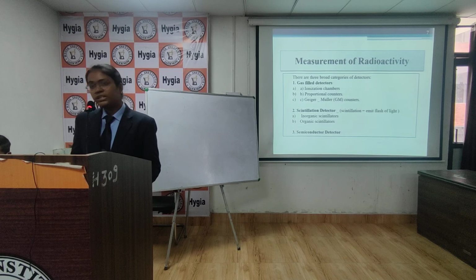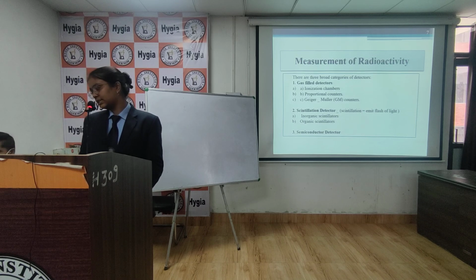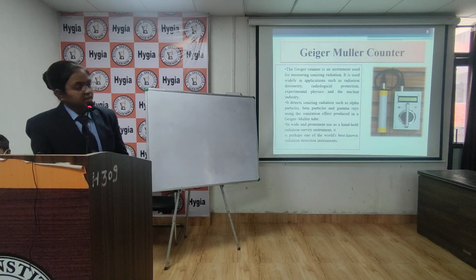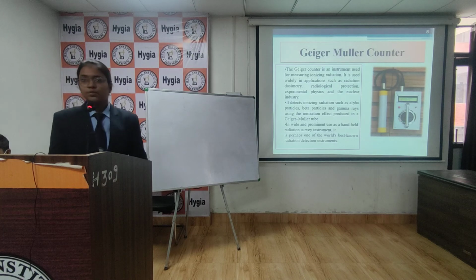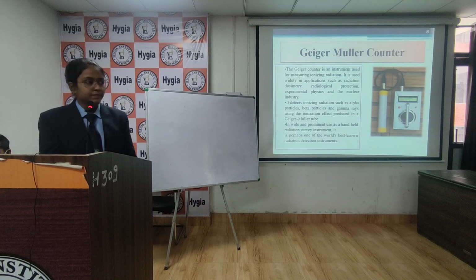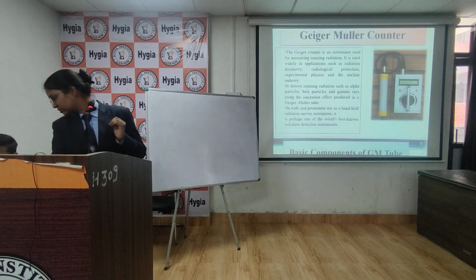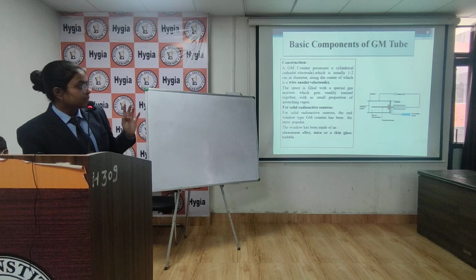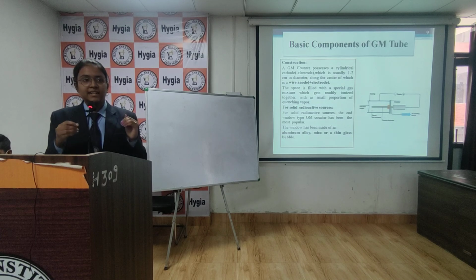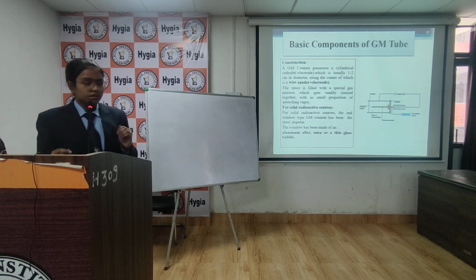Today we will be talking about the Geiger-Müller counter in general and about scintillation and semiconductor detectors. Next slide. As you can see in the picture, here is the Geiger-Müller counter. It is known as the world's best handheld tool for measuring radioactivity. Next slide. We can see in the diagram that the construction of the GM tube is a cylindrical tube which is a cathode, and inside it there is a wire anode.